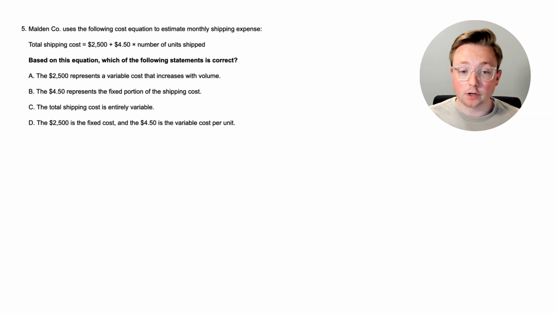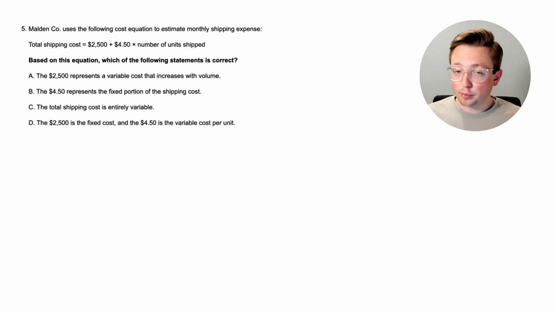Option A, the $2,500 represents a variable cost that increases with volume. Option B, the $4.50 represents the fixed portion of the shipping cost. Option C, the total shipping cost is entirely variable. Or option D, the $2,500 is the fixed cost and the $4.50 is the variable cost per unit.